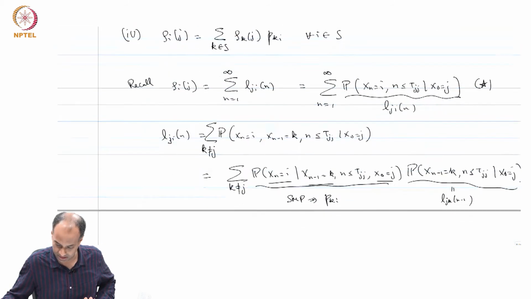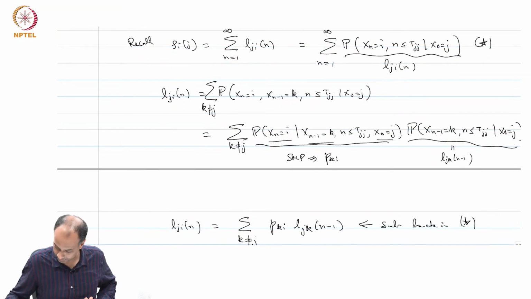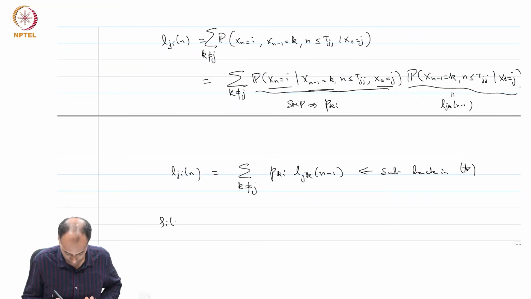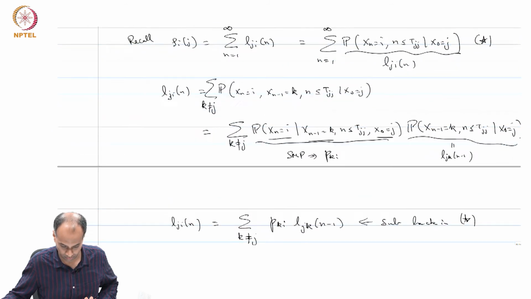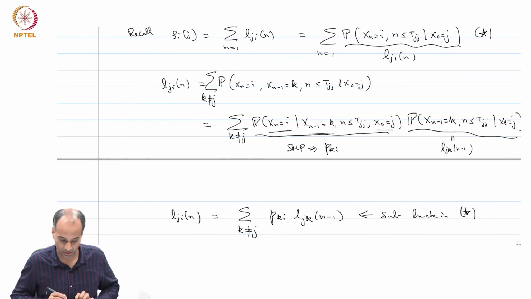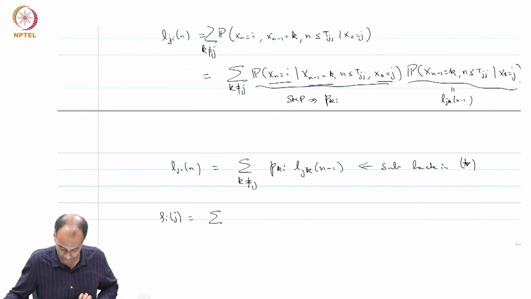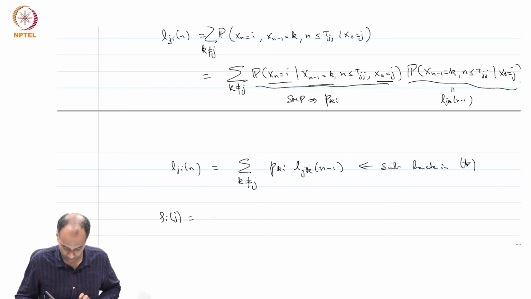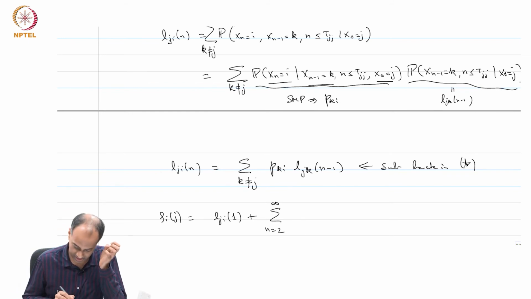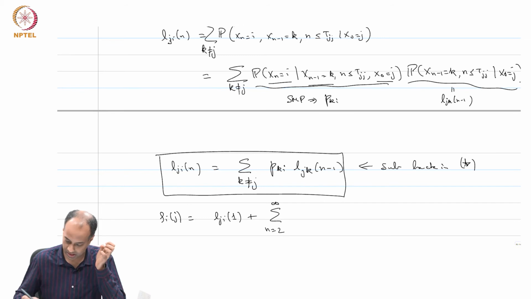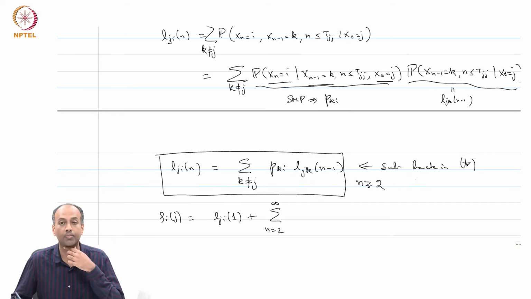What do I get? Star is that guy, rho_ij equals the sum over n equals 1 to infinity. So, I want to take L_ji of 1 outside, plus I want to sum from n equals 2 to infinity. By the way, if you look at this equation, which is very useful, this is valid for n greater than or equal to 2.